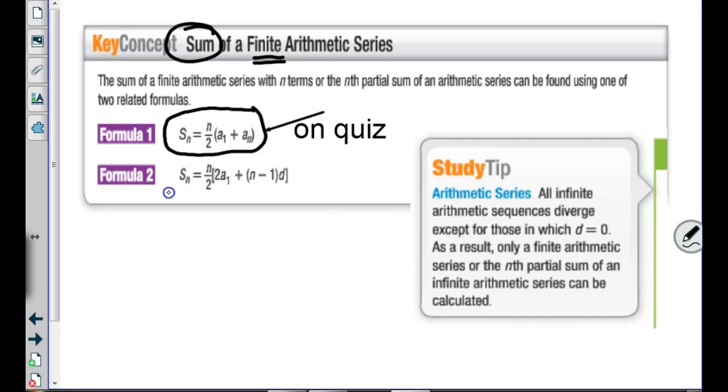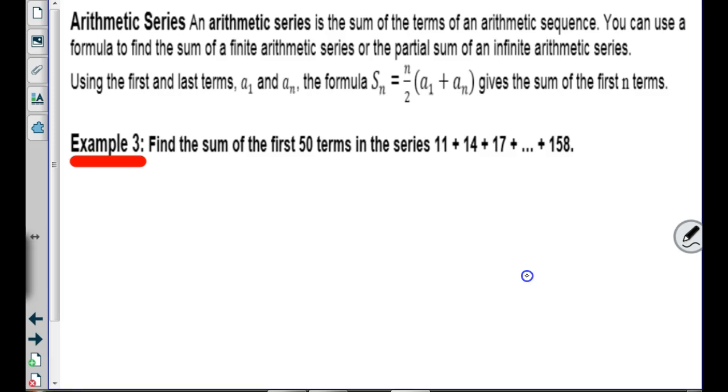and the book had 2 formulas in it, but you don't need the second formula as long as you know the formula to find a missing term. So we did not give you this on the quiz, so don't practice using that formula. And the peach sheet just has this one, okay? It says all infinite arithmetic sequences diverge unless d is 0. So you can't find a partial sum because they would just keep getting bigger and bigger. Or you can only find a partial sum.